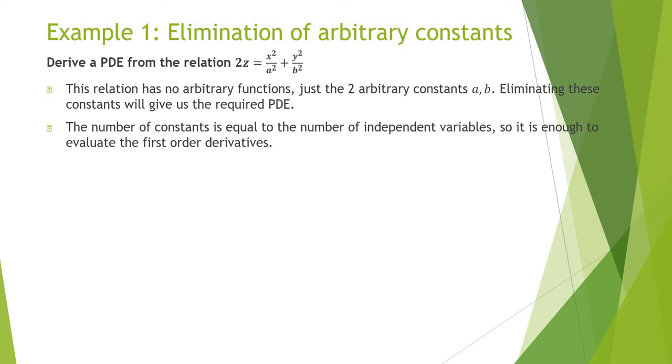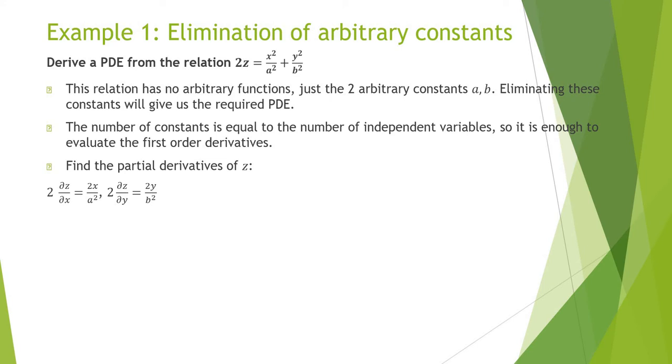Now there are two arbitrary constants a and b and two independent variables x and y. The number of constants equals the number of independent variables, so it is enough to evaluate the first order derivatives. Because by our rule of thumb, the PDE satisfied by this relation should be of first order. So find the first order partial derivatives of z.